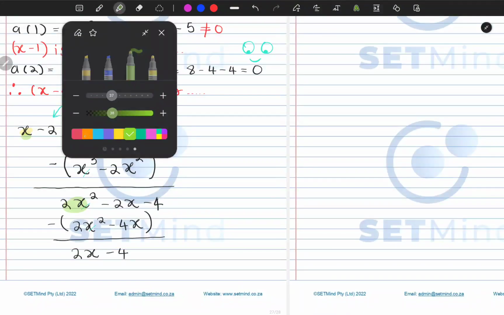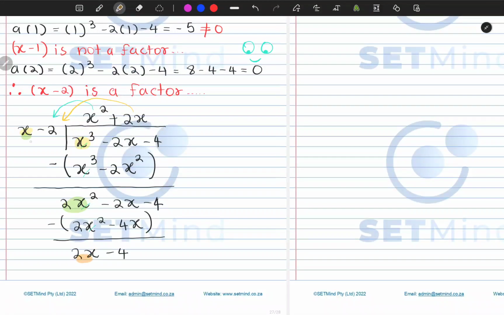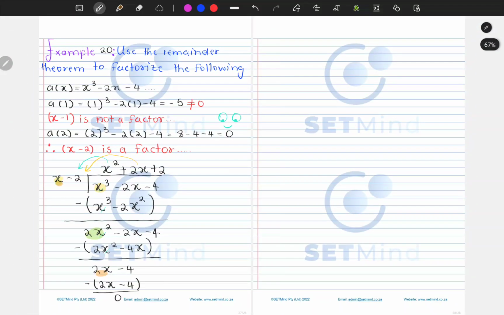Then now what I need to do is to divide for the last time. So 2x divided by x gives a 2. Then when you multiply with the 2, you will see that you'll have 2x minus 4, and this will end up giving us a remainder of 0.